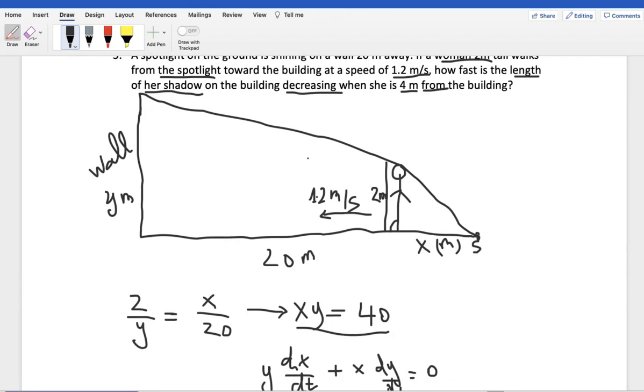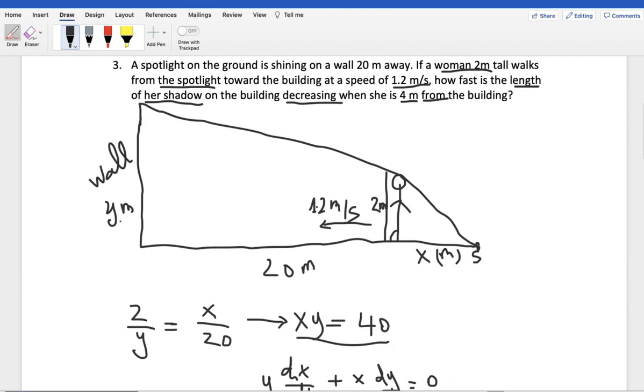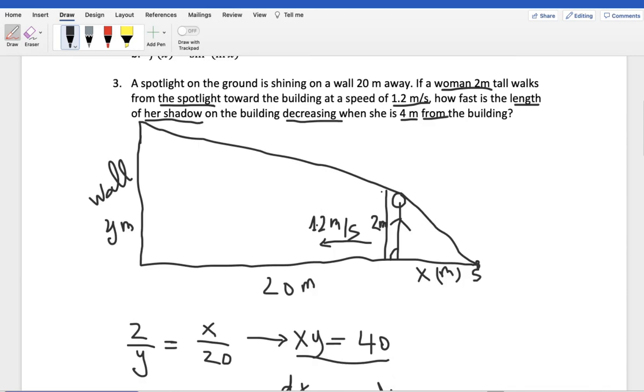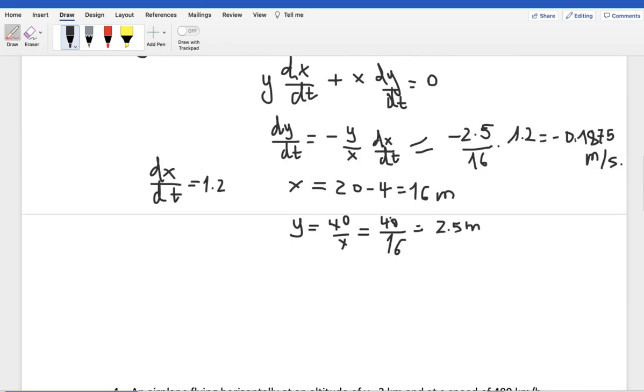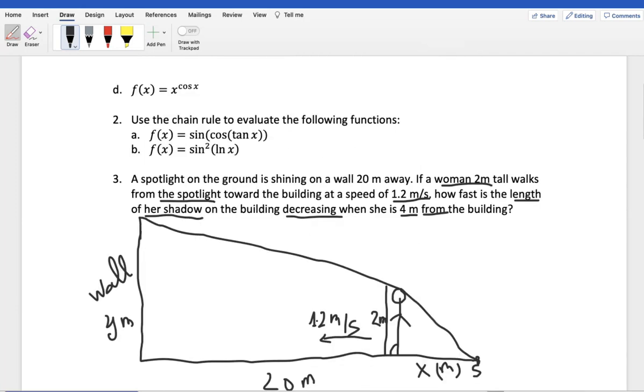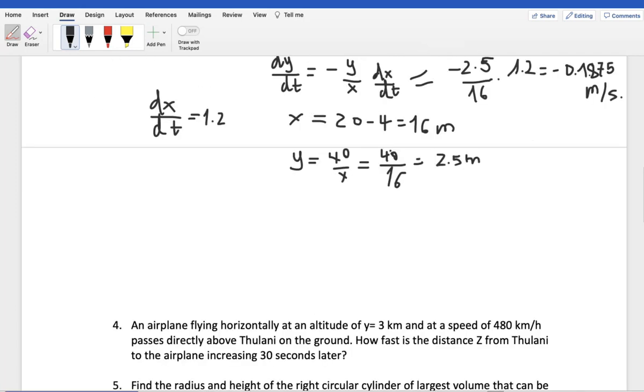Really what this means is that the length of the shadow, which is y, on the wall, as the woman is walking towards the wall, is decreasing. That's what the negative means. It is decreasing at a rate of 0.1875 meters per second. The question is asking us the rate at which it's decreasing, so that's 0.1875. That's the final answer.